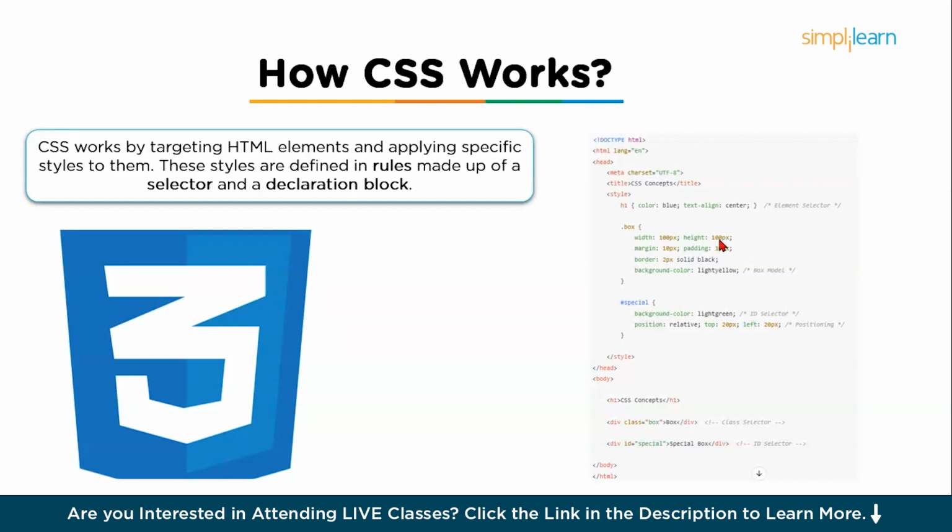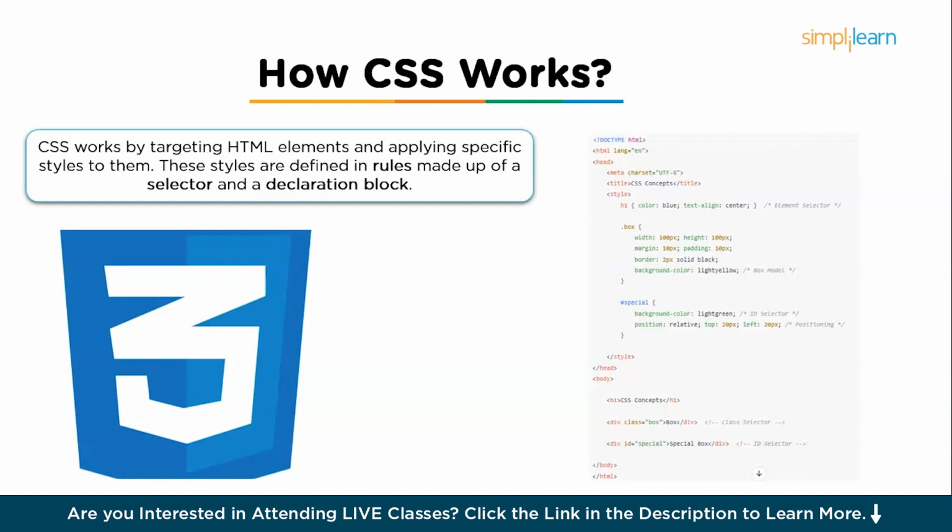Color changes the text color to a specific one. Font size sets the font size in pixels. Text align centers the text within the container. So here you can see selectors are there. Selectors target specific HTML elements to apply styles to them.